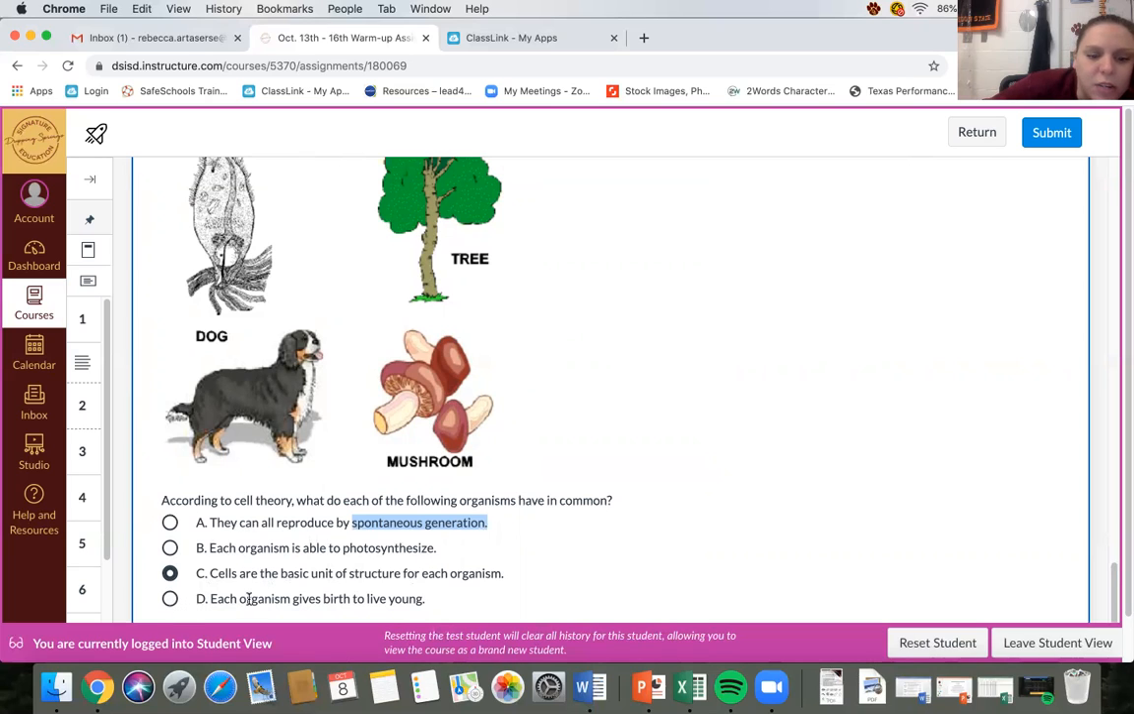In D, each organism gives birth to live young. Well, we know our dog is a mammal. Yes, she's going to give birth to live young, but our mushroom, our tree, and our protozoa, not necessarily, they're not going to give birth to live young. So D is not correct. C is our correct answer.